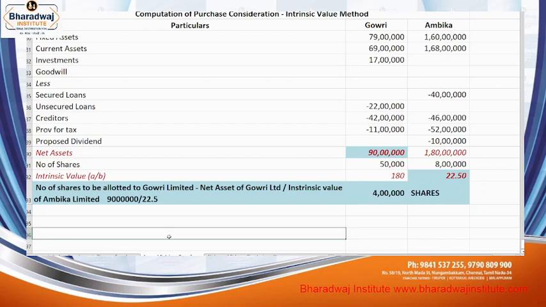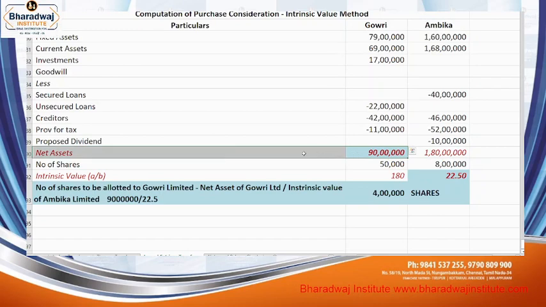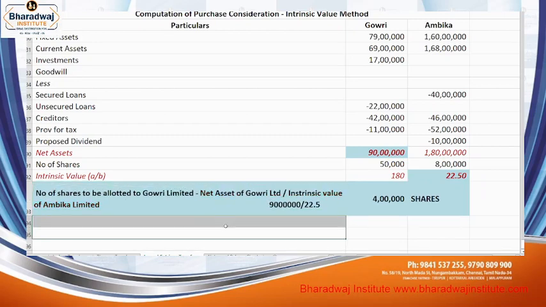4 lakh, how did you get it? Who's purchasing whom? Ambika is purchasing Gauri. What is Gauri's value? 90 lakhs divided by Ambika's share value, as Ambika is going to give the shares. Let us assume you are Ambika and I am Gauri. My net worth is 90 lakhs, your share value is 22.5. 90 lakhs divided by 22.5 will give me how many shares? 4 lakh shares.